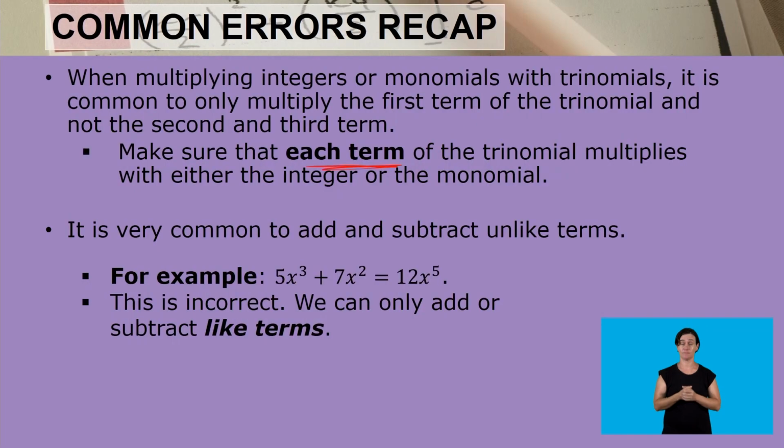Then it is very common to add and subtract unlike terms. Remember, unlike terms cannot be added. For example, if we have 5x cubed plus 7x squared, that cannot be equal to 12x squared, or sorry, 12x exponent 5. Can you see what happened there? Well, firstly, these two terms cannot be added. Why? Because they are unlike terms. We can only add or subtract the like terms.